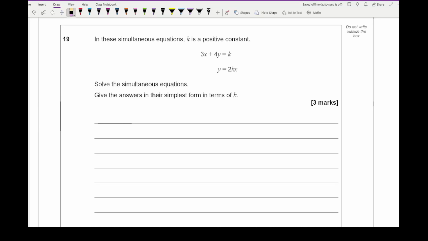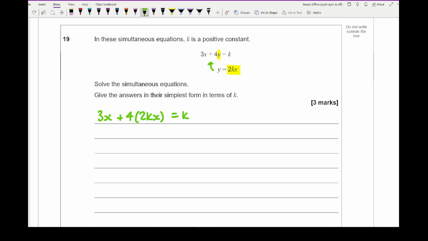Now moving on to question 19, it says in these simultaneous equations k is a positive constant, and the question is asking us to solve the simultaneous equations, giving your answers in their simplest form in terms of k. For this, we need to use the substitution method. Wherever I see a y, I'm going to swap that with 2kx. If I do that, what I end up with is 3x plus 4 lots of 2kx, and that equals k. All I've done is substitute it into that equation there.